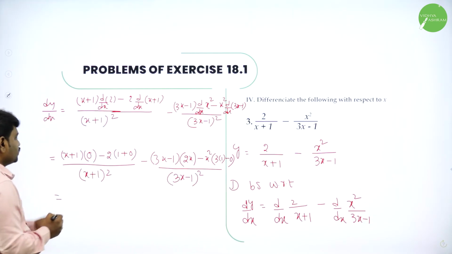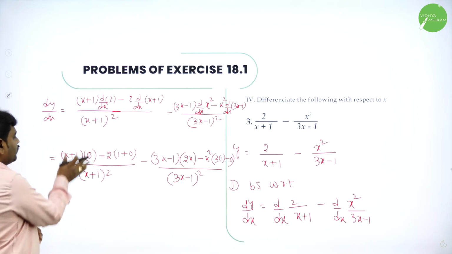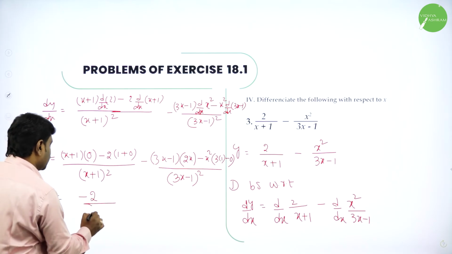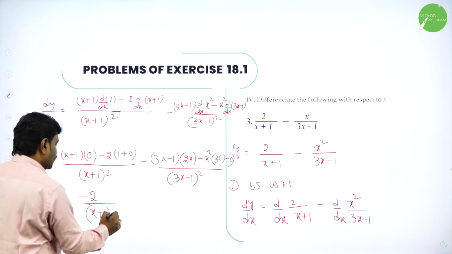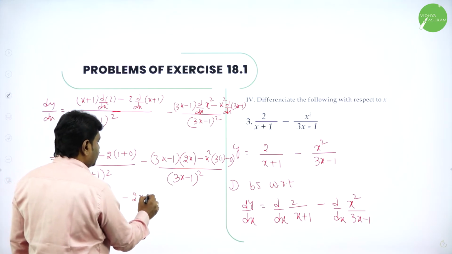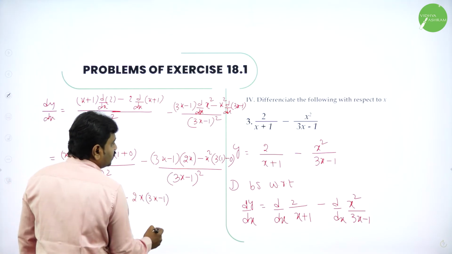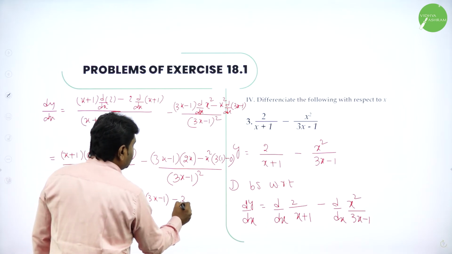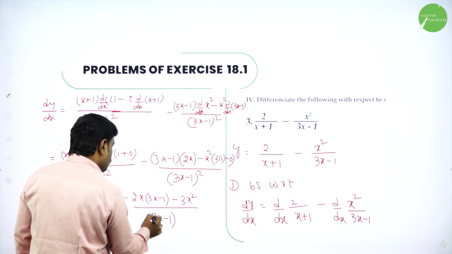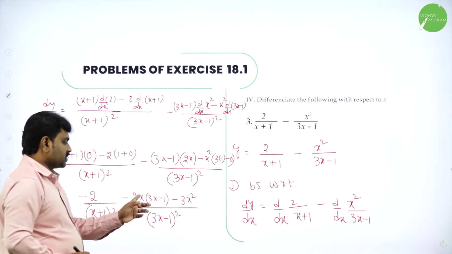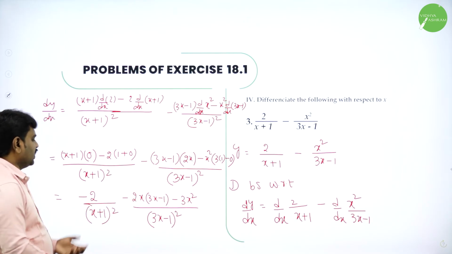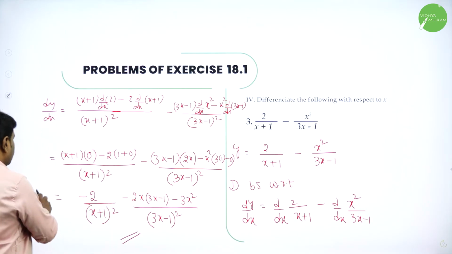Further you can observe 0 into anything is what? 0, the first term becomes 0, and we will have minus 2 into 1 is minus 2 divided by x plus 1 the whole square minus, I will rewrite it as 2x first, then 3x minus 1, then minus 3x square divided by 3x minus 1 the whole square. My dear students, in numerator you can take x common or further simplify or leave it here, not an issue, they will give full marks.